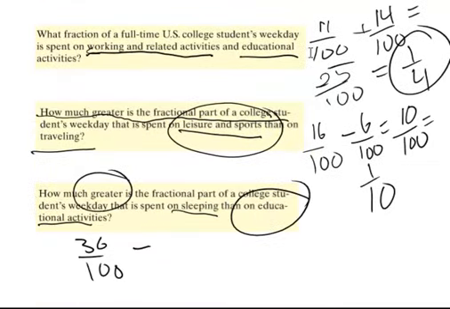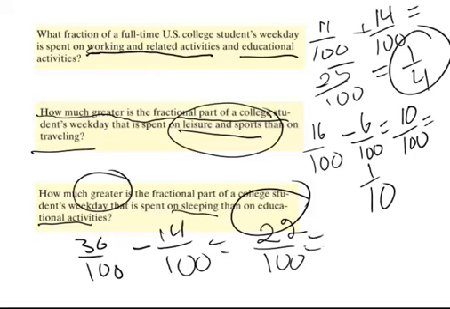Let me scroll back down. So 14 over 100. When I subtract those numbers, 36 minus 14 should leave me with 22 over 100. I can divide them both by 2. That's going to leave me with 11 over 50 if I divide them both by 2.